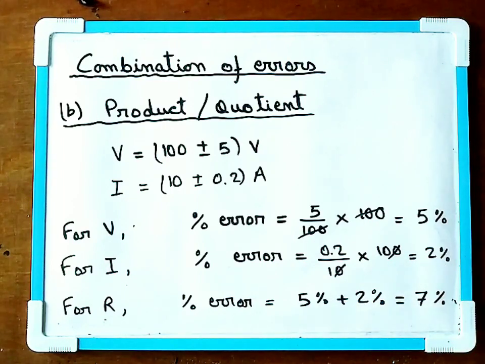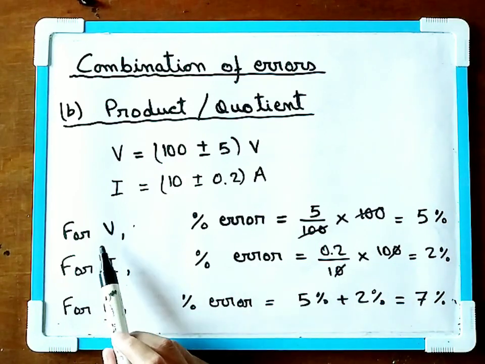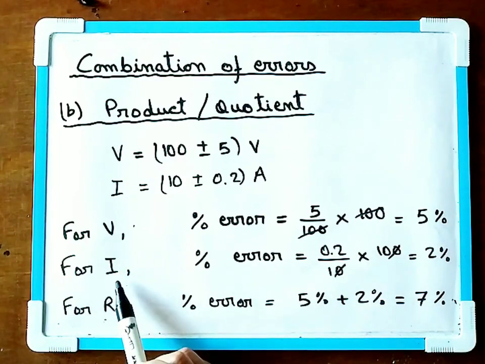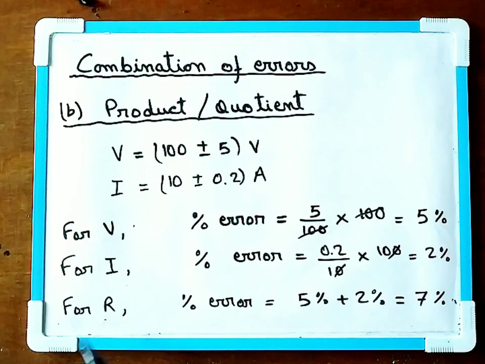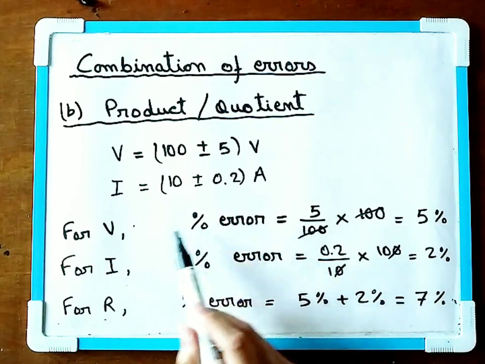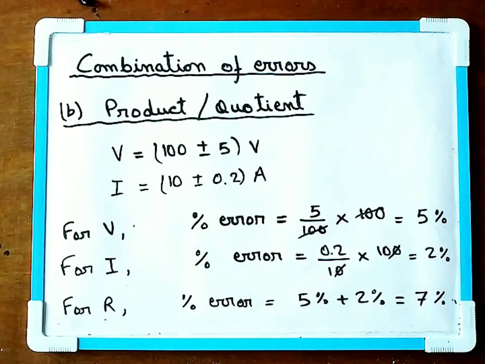If you're asked to find just the relative error, then find the relative error for V, find the relative error for I, then the relative error for R will be the sum of the relative error of V and I. Okay, so that is the second type of combination in product or quotient. Okay, so this is the quotient, and similarly for the product also of any two quantities, you'll have to sum the relative error of the two quantities, or if you are asked to calculate the percentage error, you'll have to sum the percentage error of the two quantities.